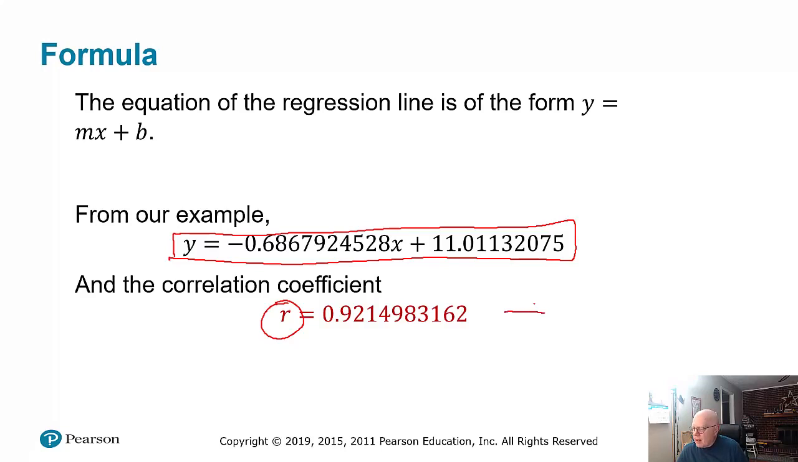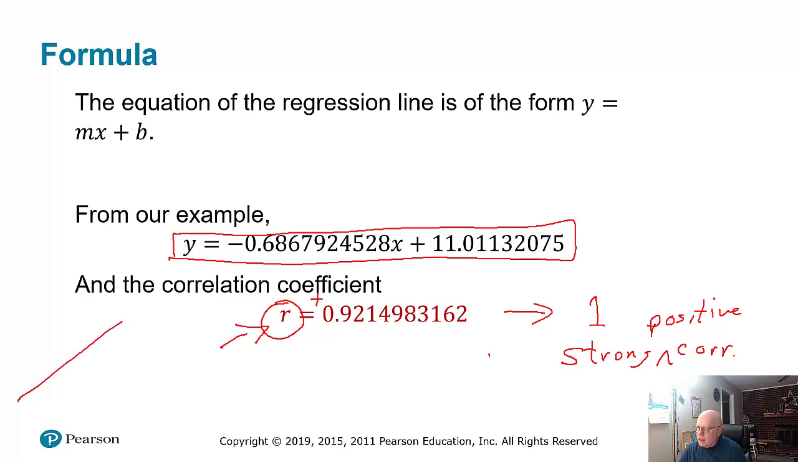First of all, this thing is close to 1. It's not too far away. So it's going to be a strong correlation. And also notice this is a positive. So it's a strong positive correlation just from that one number. Positive means that line is going up. A negative would mean it's going down. And the closer it is to 1 or -1, the stronger the correlation is.